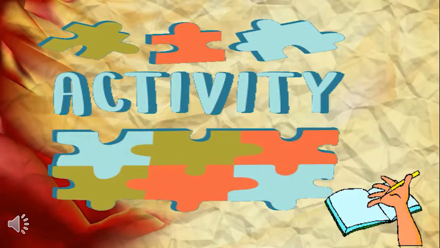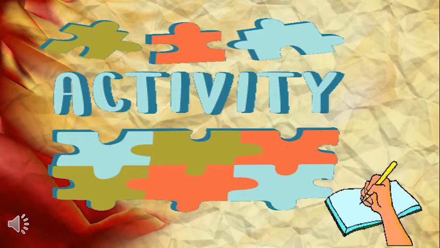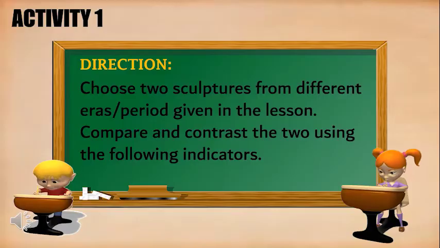Alright. We have reached the end of our lesson. We can now proceed to our activities. Activity 1. Choose 2 sculptures from different eras or periods given in the lesson. Compare and contrast the 2 using the following indicators. Copy and answer it on your notebook.